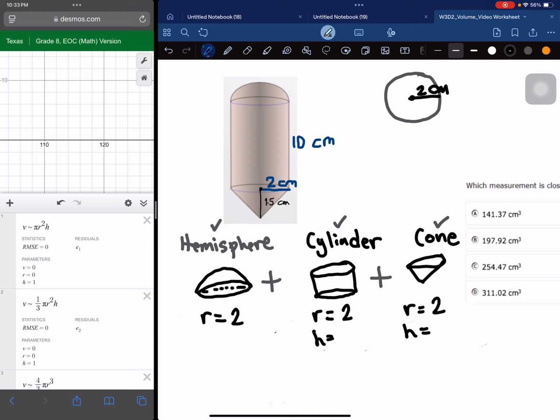Now, we need the height. For the cylinder, the height, which is this portion of the solid figure that I highlighted, is 10 centimeters. So I'm going to place 10 centimeters for the cylinder. For the cone, the height is 1.5 centimeters. Now all we need to do is plug this into our formula.